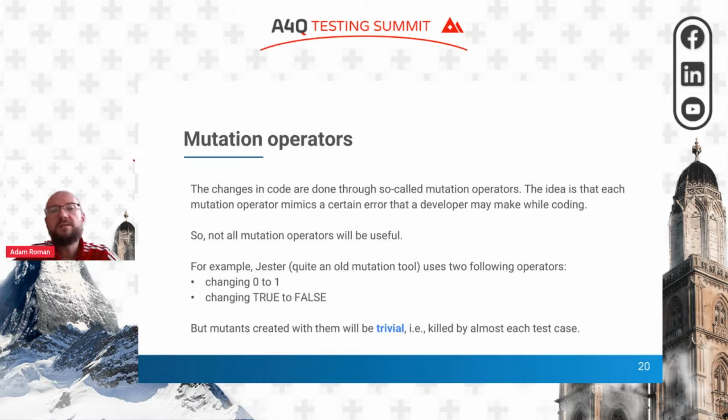But not all mutation operators are useful. There may be some so-called trivial mutation operators. For example, there's a quite old tool called Jester, and it uses in particular two operators. They change constant 0 to 1, and they change constant true to false. So usually when we change true to false, probably any test case that goes through the line in which we made this change will detect that something's wrong, because we will take a wrong path in the code. So it's easy to detect such things.